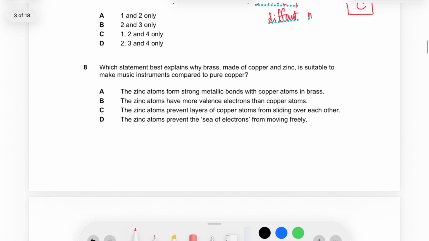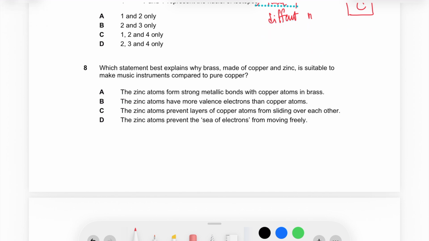Question 8. Which one best describes why brass, which is made out of copper and zinc, is suitable to make instruments as compared to pure copper? This is under your metals. It's due to the sliding. Zinc atoms prevent layers of copper atoms from sliding over each other, so that's why it's stronger and more durable. So the answer will be C.